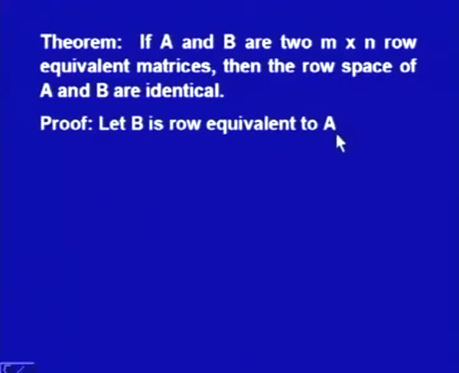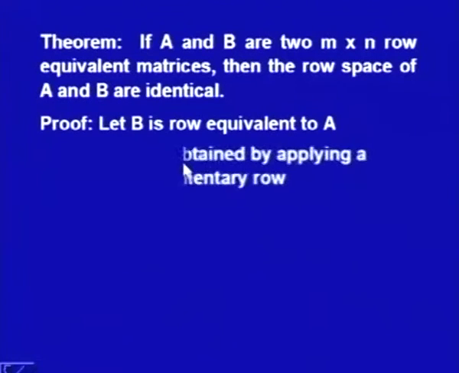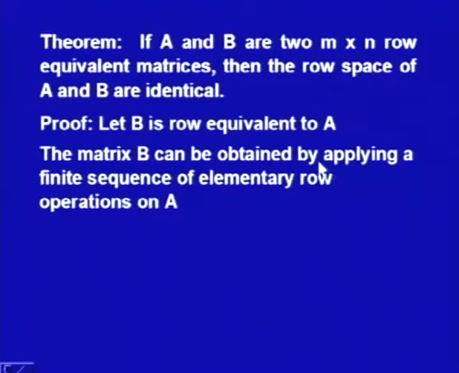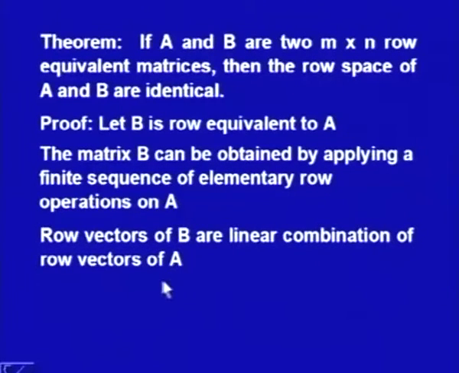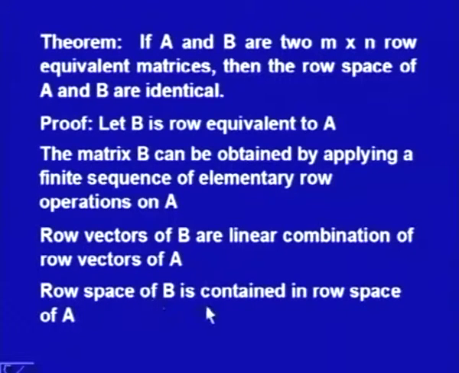Let B be row equivalent to A, that has been given to us. The matrix B can be obtained by applying a finite sequence of elementary row operations on A. That is the meaning of A equivalent to B, or A and B are two equivalent matrices. Then the row vectors of B are linear combinations of the row vectors of A. Then the row space of B is contained in the row space of A.